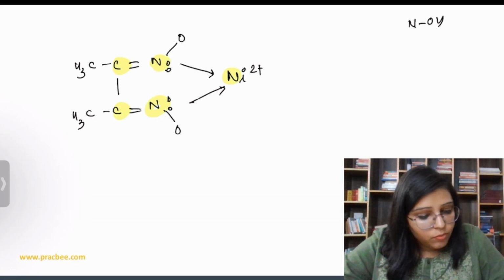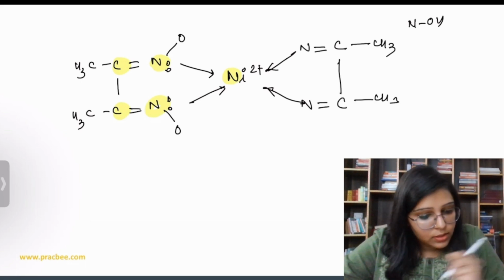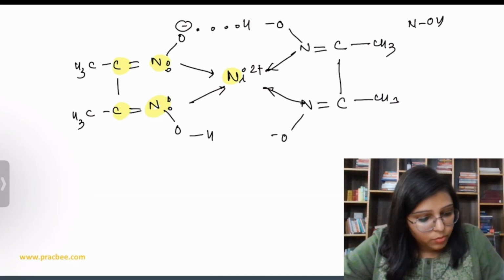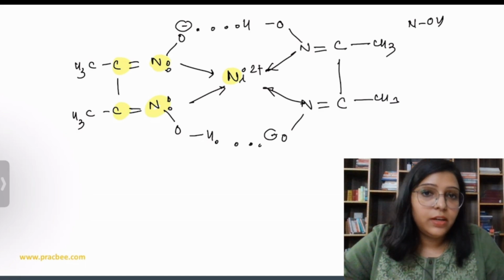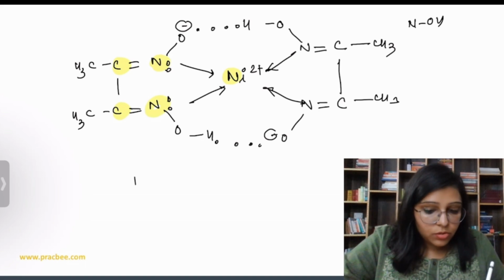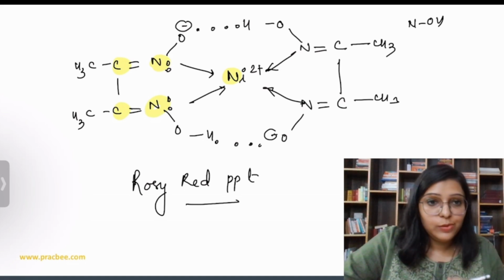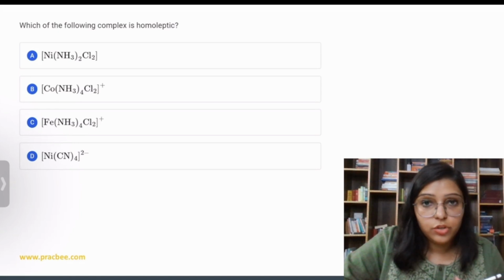Okay? Similarly, we can form a bond from here, double bond C, and here we can form N double bond C, and this is CH3, this is CH3. Now we can write OH and here O minus, so we have hydrogen bonding over here, right? When we have this kind of complex with the 5-membered ring, this complex is a rosy red precipitate, brick red, right? That is used to detect nickel in the coordination compound.